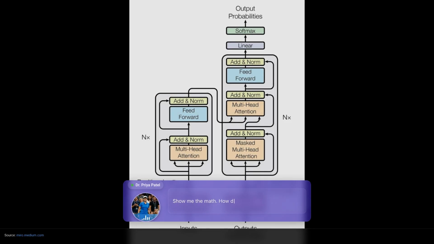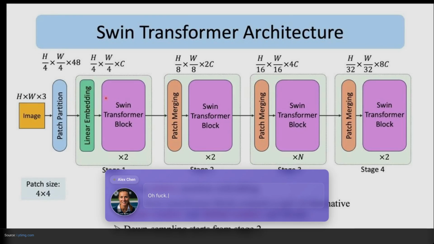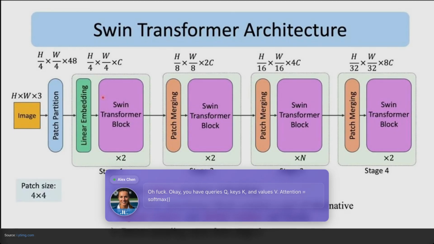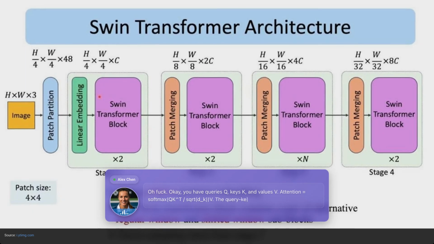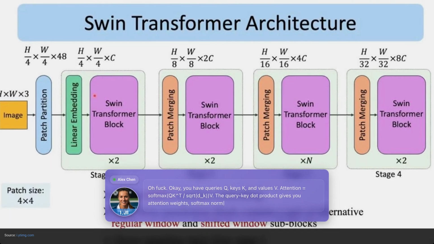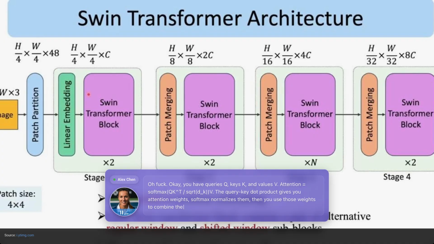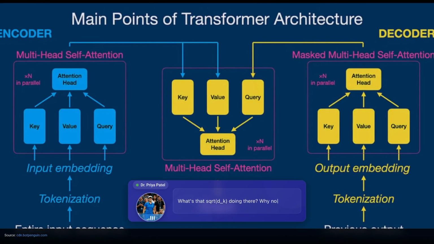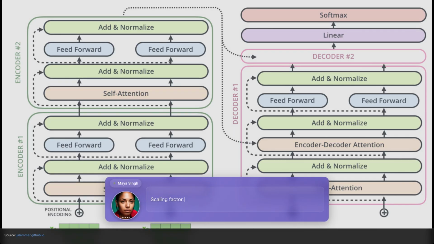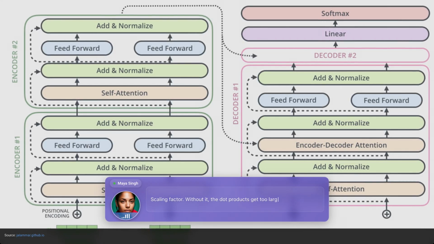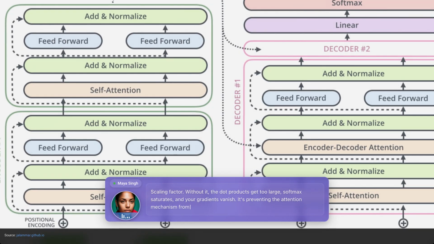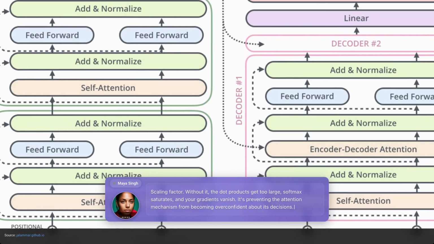Show me the math. How do you calculate attention scores? Okay, you have queries Q, keys K, and values V. Attention = softmax(QK^T / sqrt(d_k))V. The query-key dot product gives you attention weights, softmax normalizes them, then you use those weights to combine the values. What's that sqrt(d_k) doing there? Why not just QK^T? Scaling factor. Without it, the dot products get too large, softmax saturates, and your gradients vanish. It's preventing the attention mechanism from becoming overconfident about its decisions.